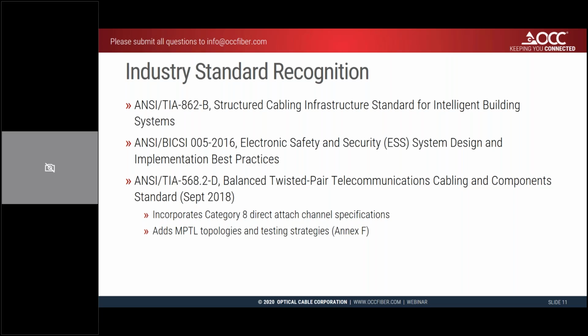Okay, and ANSI/TIA-568.2-D is the latest version of the 568.2 standard, Balanced Twisted Pair Telecommunications Cabling and Components Standard. This incorporates Category 8 direct attached channel specifications, but it also adds mod plug terminated link topologies and testing strategies. You'll find those in Annex F.